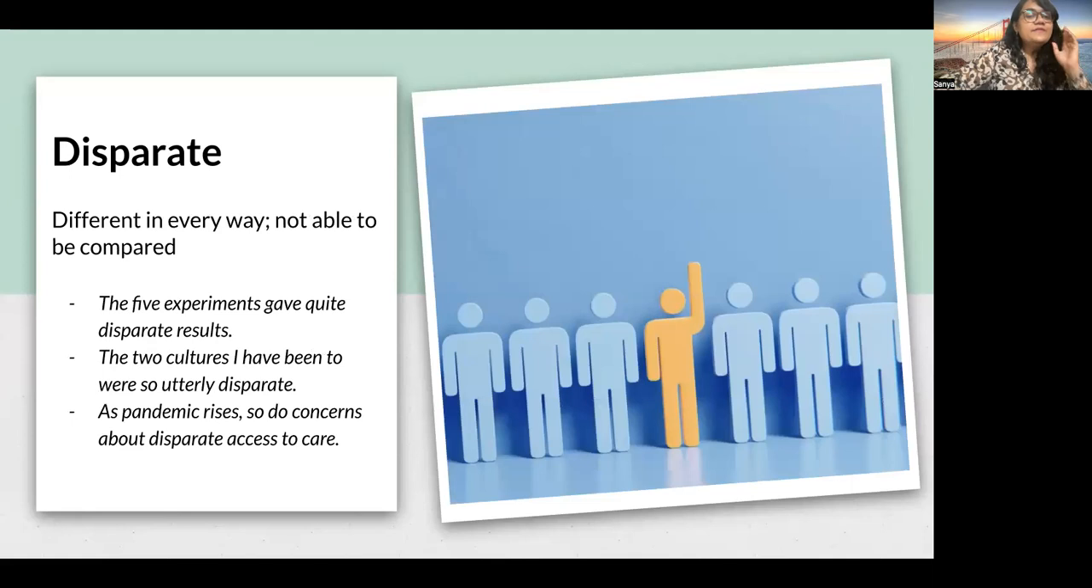Disparate means different in every way, not able to be compared. If two things cannot be compared with each other, or they are absolutely different in every way, then those two things are disparate, right? For example, the 5 experiments gave quite disparate results. That means they gave quite different results.